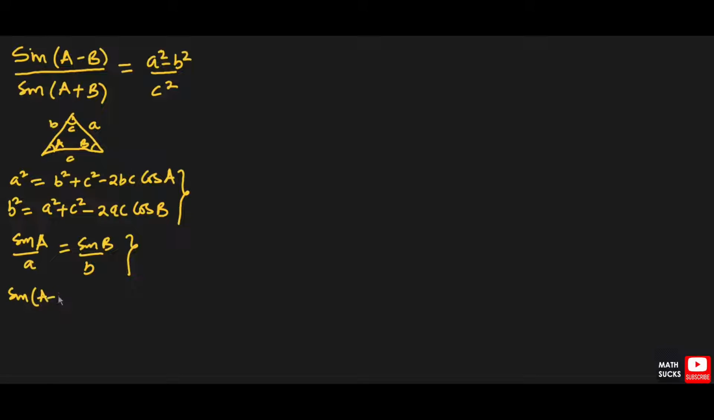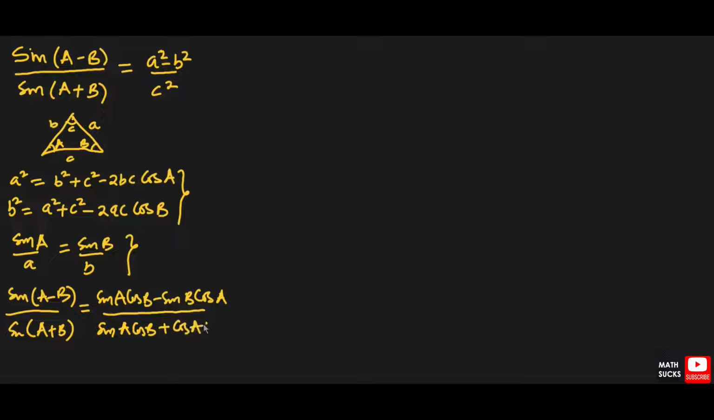sine of A minus B over sine of A plus B. We are going to expand this, and this is going to give us sine A cosine B minus sine B cosine A, or cosine A sine B, whatever comes first, it's a product, and then over sine A cosine B plus cosine A sine B. So this is what we have if we apply the compound angle formula for the sine.